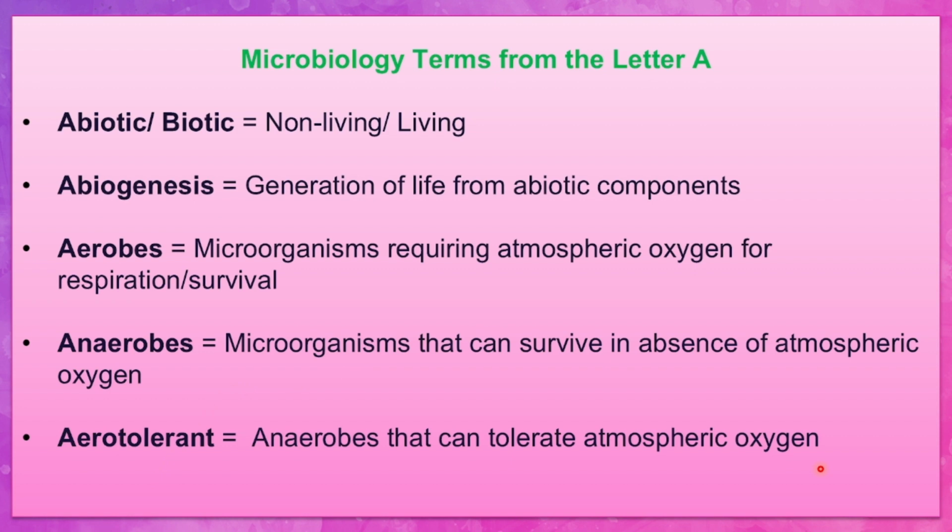Aerotolerant. Aerotolerant are basically anaerobes or anaerobic bacteria that can tolerate atmospheric oxygen to a certain level, and it is not necessary for these bacteria to use the atmospheric oxygen. But if atmospheric oxygen is present, they can tolerate the oxygen.